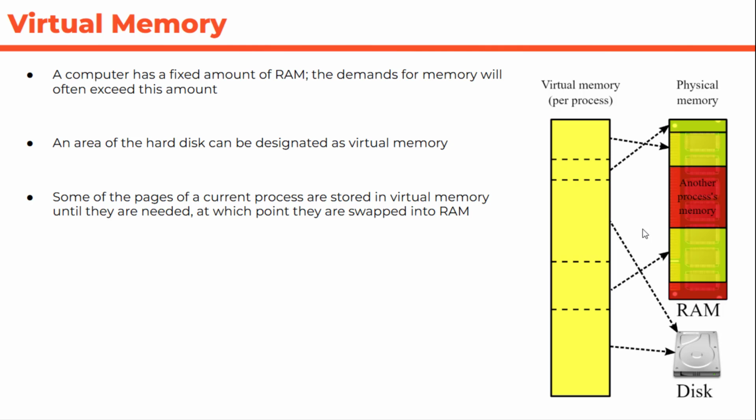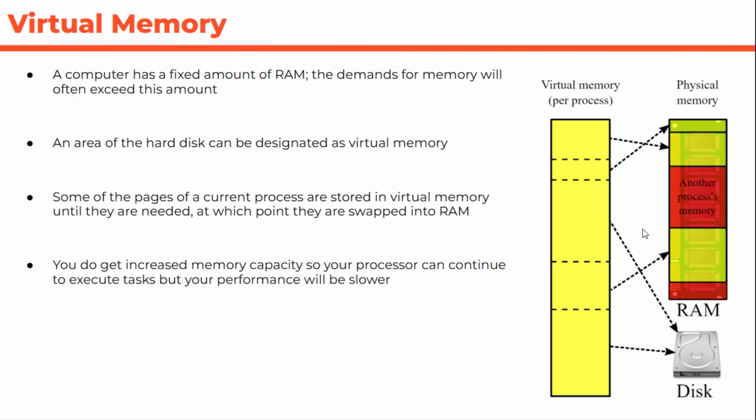Some of the pages of current processes are stored in virtual memory until they are needed, at which point they are swapped into RAM. And if you were to use your logic here, you would say the least frequently used programs should be stored in virtual memory, because we don't want to be going backwards and forwards to our secondary storage device trying to access them. You do get an increased memory capacity, so your processor can continue to execute tasks and not get bottlenecked as much. However, your performance will be slower.